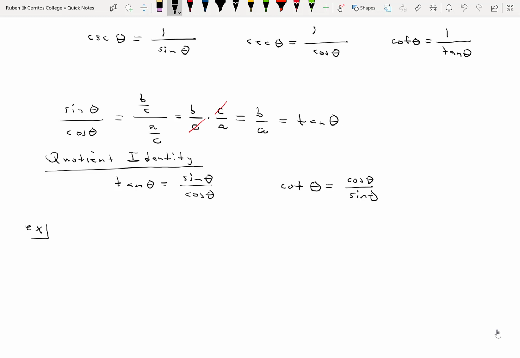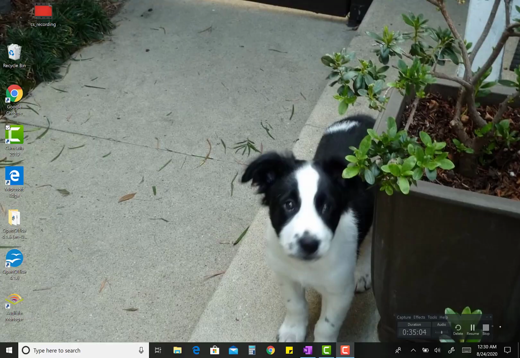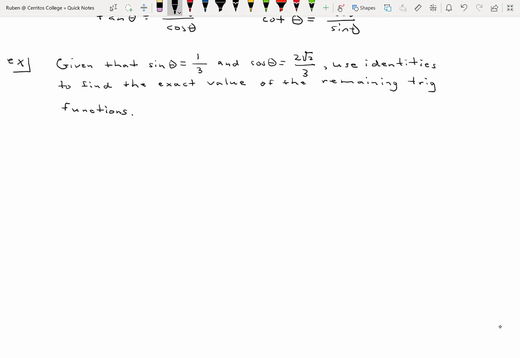So, I'm going to do a problem similar to the two-part problem we just did, but the big difference is that we're not going to be given a triangle. So given that the sine of theta equals a particular value and the cosine of theta equals a particular value, I want to find the exact values of the remaining trig functions. If you missed that, let me write it out. So here's the example. Suppose somehow we figured out, or we were given, that the sine of theta equals 1/3 and the cosine of theta equals 2 times the square root of 2, 2 radical 2 over 3. I want to use identities to find the exact value of the remaining trig functions.